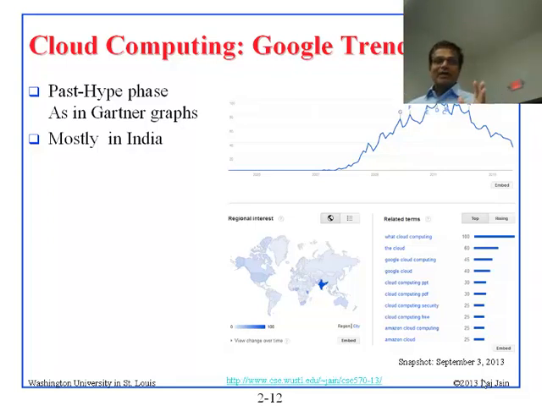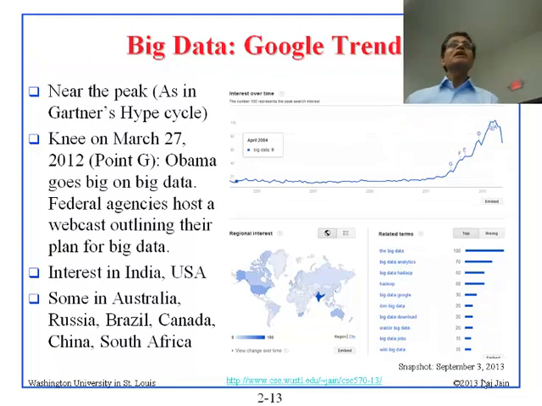Okay, but moving on to big data. Big data is hot, and suddenly the knee started here at G. You know what happened on G? Obama announced the big data plan.